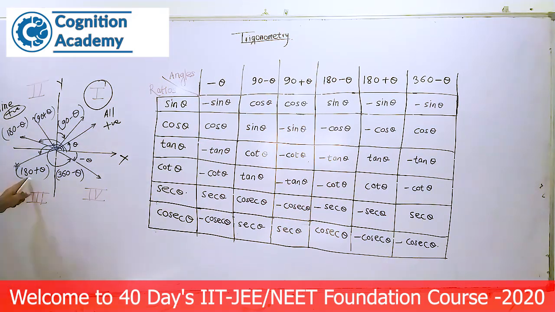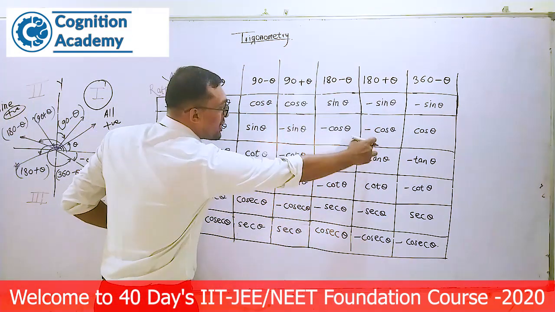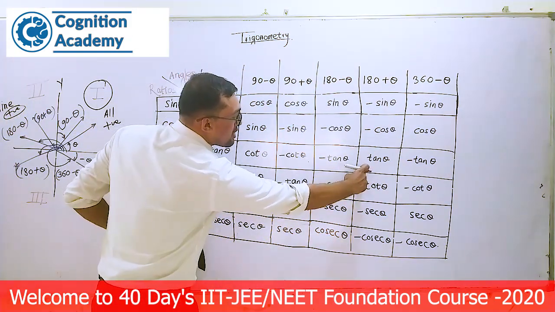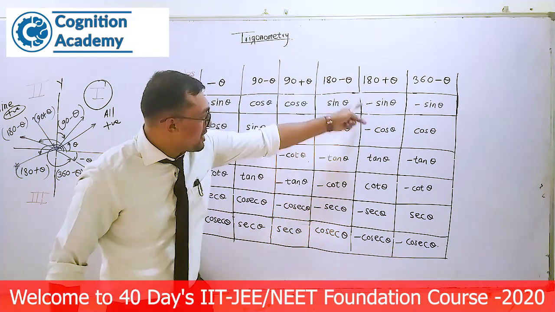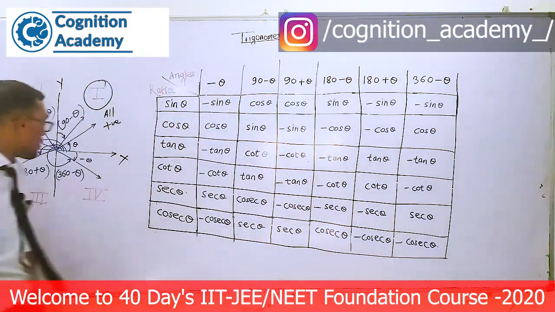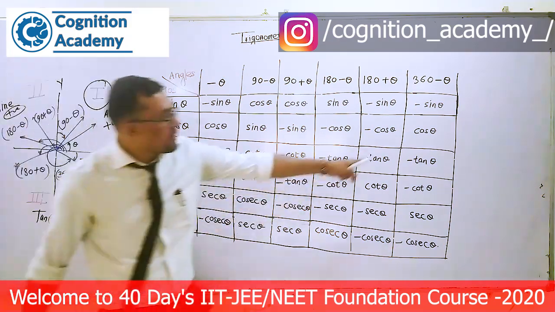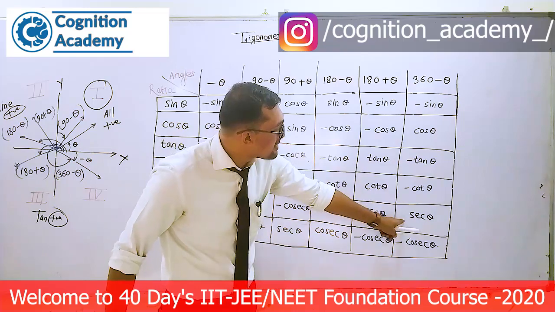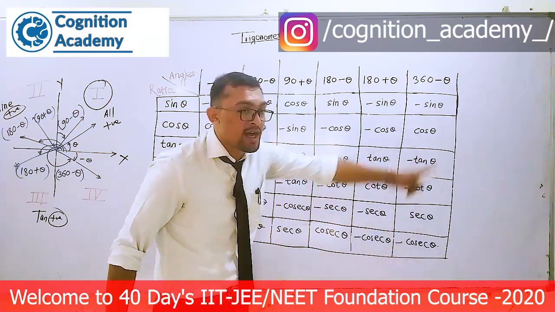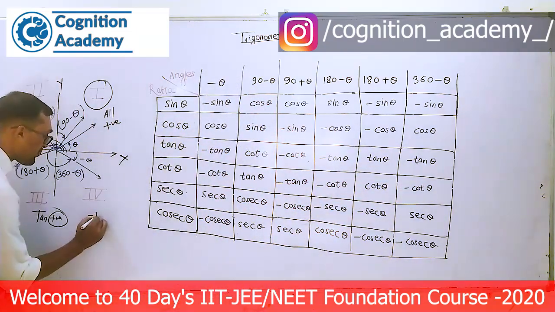Now for the third quadrant there is only one angle, 180 plus theta. So for 180 plus theta, here you can see that only tan and cot, these two are positive and the remaining are negative. So for the third quadrant only tan is positive, and in the last quadrant we can see only cos and sec, that is cos is positive, remaining are negative.